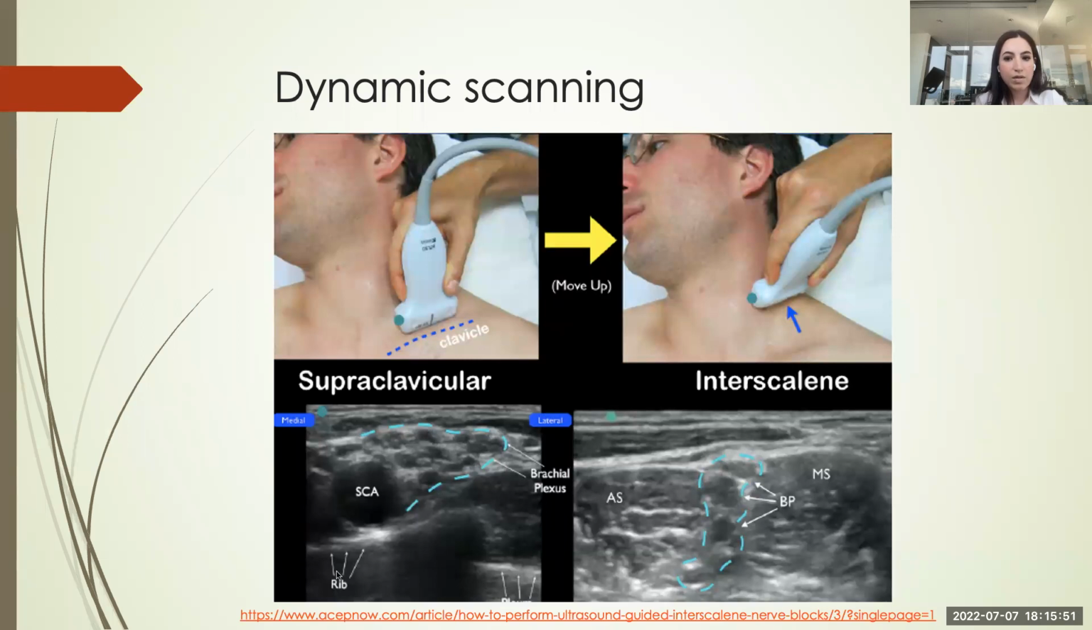And essentially you can follow the plexus up cranially until you're able to see this traffic light orientation of the nerve roots between the anterior and middle scalene muscles. Now, obviously anatomy varies and it's not always this obvious, which is why dynamic scanning can help you identify your structures a lot more easily.